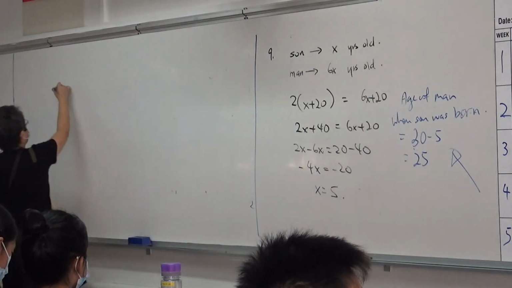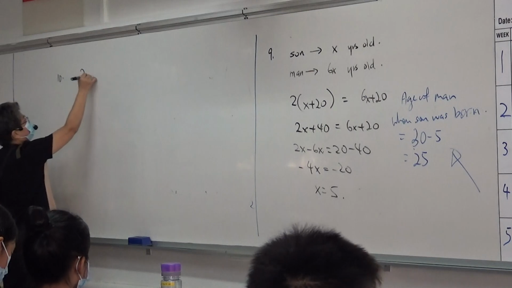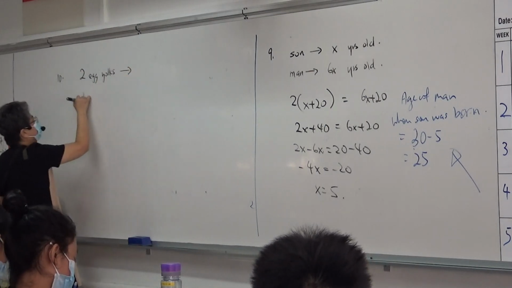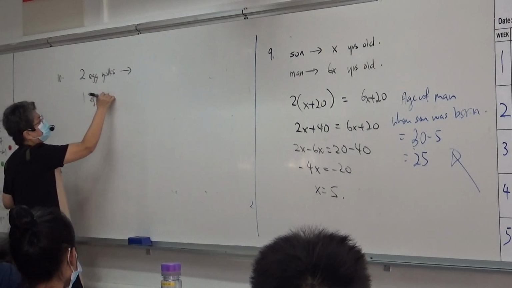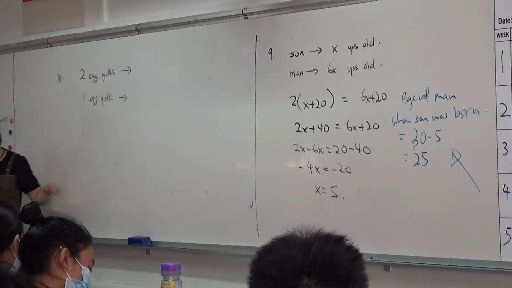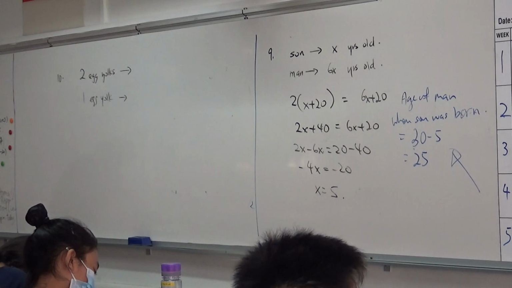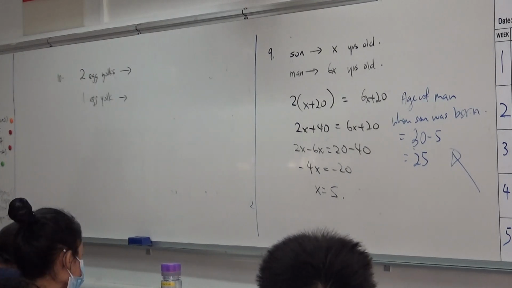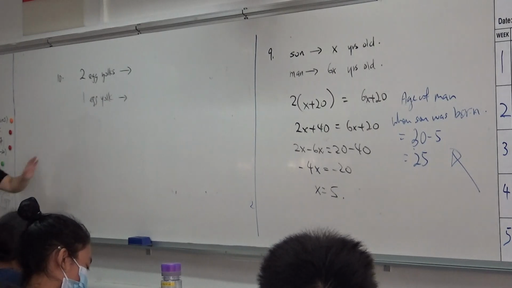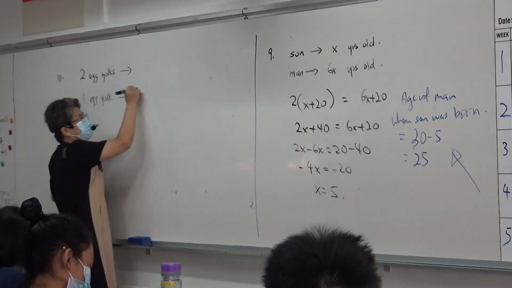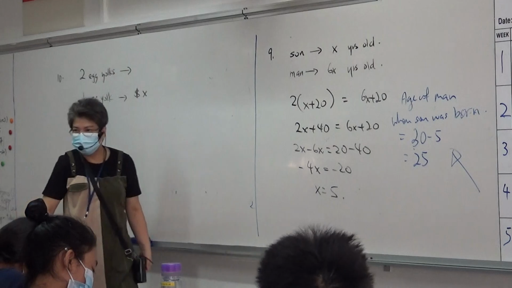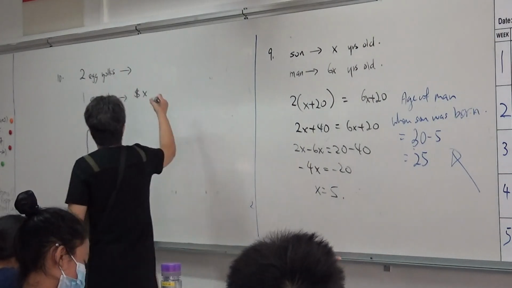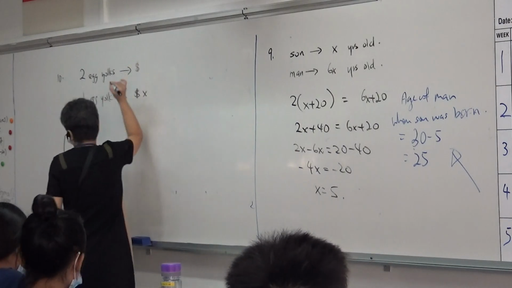Okay. 2 egg yolks and 1 egg yolk. Now, can you see that all of the money there are in dollars? So I'll let it be in dollars. So 1 egg yolk, I'll let it be x. So what about the 2 egg yolks? Dollars what? 2x.